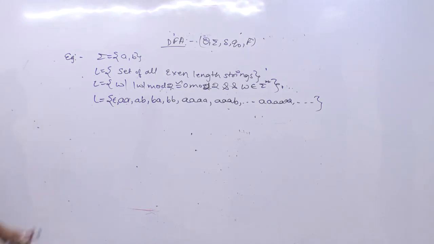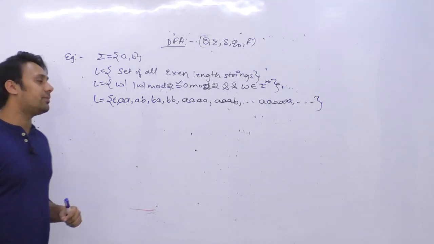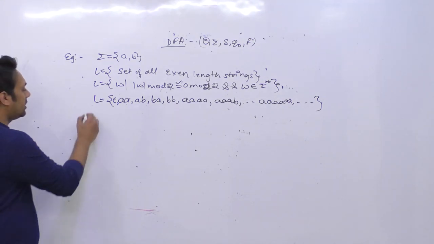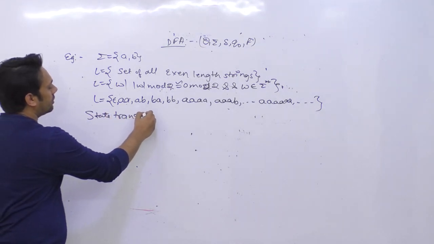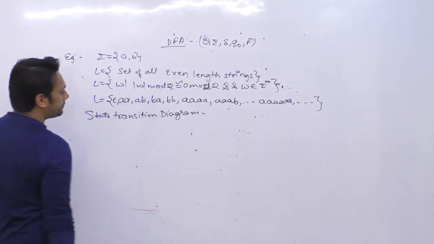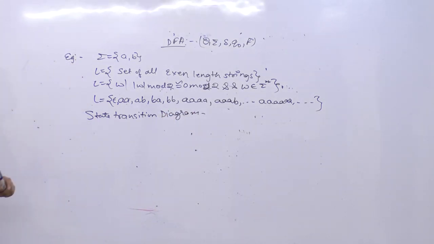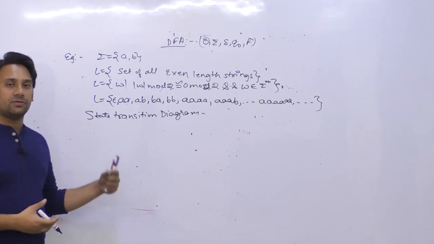Now my aim is to create a deterministic finite automata. So hum uske liye state transition diagram banayenge for this deterministic finite automata. The diagram is state transition diagram. Okay, so let me first make the diagram. Pehle main isko banata hun, then you will try and understand ki how this diagram works.